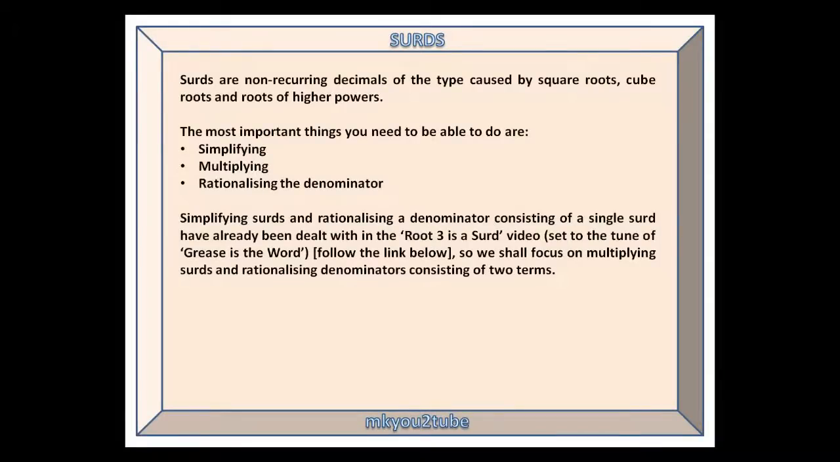Surds are non-recurring decimals of the type caused by square roots, cube roots, and roots of higher powers. The most important things you need to be able to do are simplifying, multiplying, and rationalising the denominator. Simplifying surds and rationalising a denominator consisting of a single surd have already been dealt with in the "Root 3 is a surd" video, the link of which should be found below. So we shall focus on multiplying surds and rationalising denominators consisting of two terms.